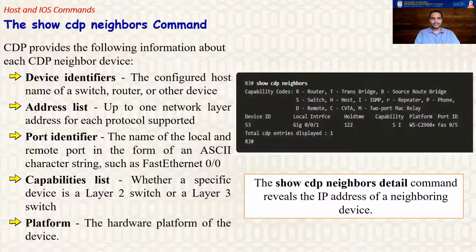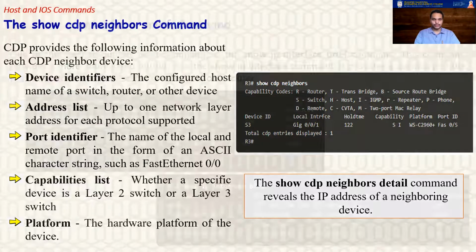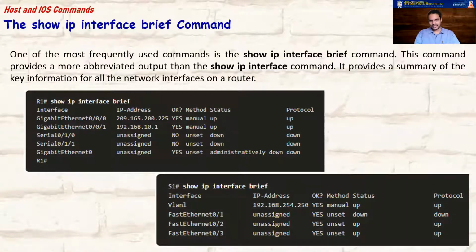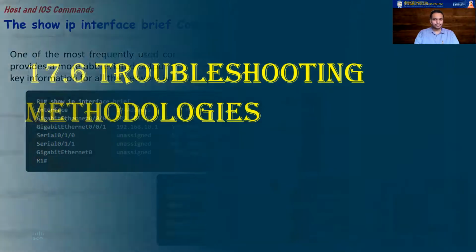This is another one called show CDP neighbors, which gives you device identifiers, address list, port identifier, capabilities list, and also the platform of the device. So this is the show CDP neighbors detail command, which can also be used. Show IP interface brief, I just told you, just go for it to have a quick look. It doesn't give you a lot of information. It shows you which ports are up, if there are any IP addresses assigned to that port, whether it is up or down. That information will be provided here, and which ports are left unassigned.